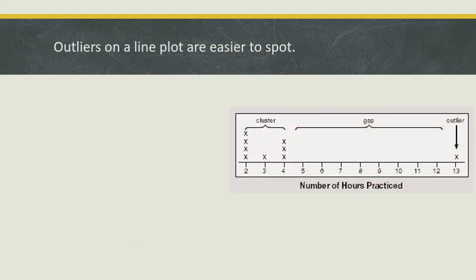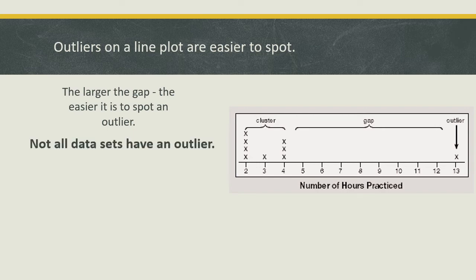Outliers on a line plot are actually easier to spot. We've talked about how line plots, graphs, and tables are a way to visualize numbers. So on a line plot, you can visualize and see the gap in between the numbers. You notice that 2, 3, and 4 are all clustered together, and then the number 13 is really far away from the rest of the numbers.